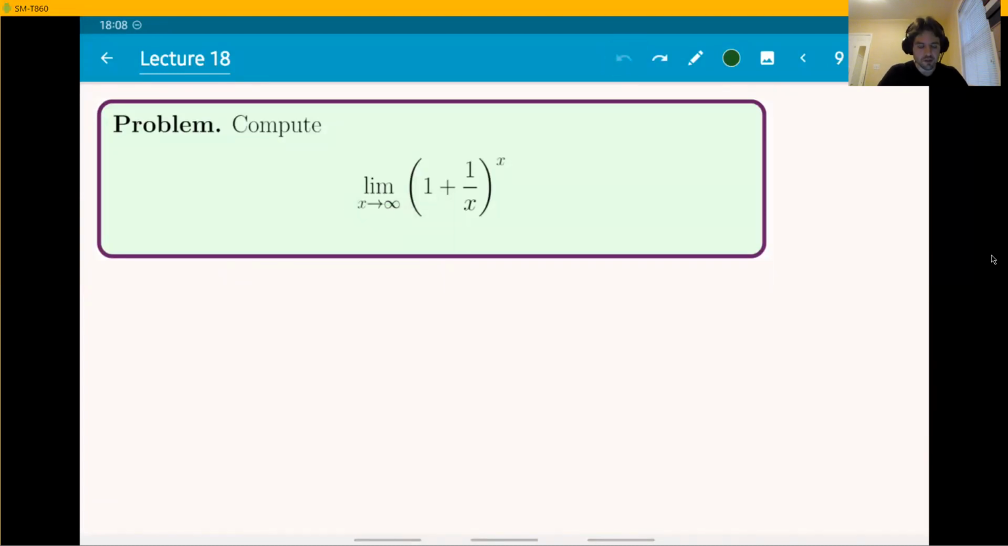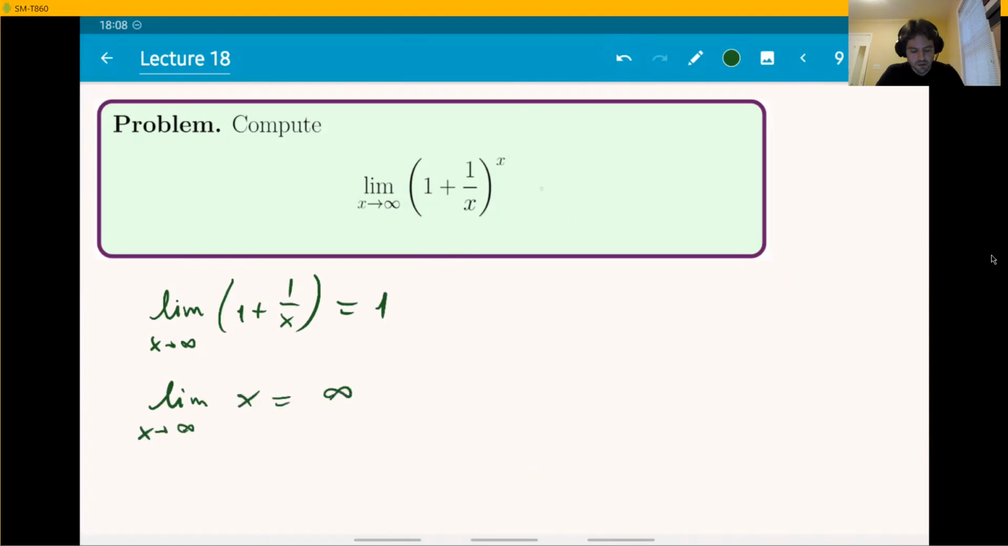First of all, why is this indeterminate? What's happening is that the base is going to 1. 1 over infinity is 0, it is going to 0, right? So only this 1 outside is left. So you have a base going to 1, but the exponent is going to infinity. So the limit is of the form 1 raised to infinity, and this is indeterminate.